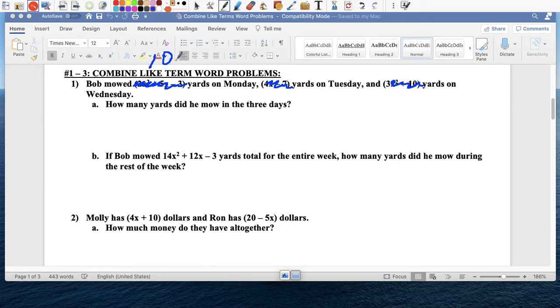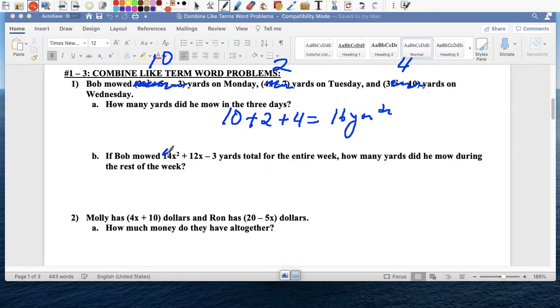He mowed 10 yards on Monday, 2 yards on Tuesday, and 4 yards on Wednesday. How many yards did he mow in 3 days? Well, if it was just numbers, it'd be 10 on Monday, 2 on Tuesday, and 4 on Wednesday. So that would be a total of 16 yards. So that's the idea, right?